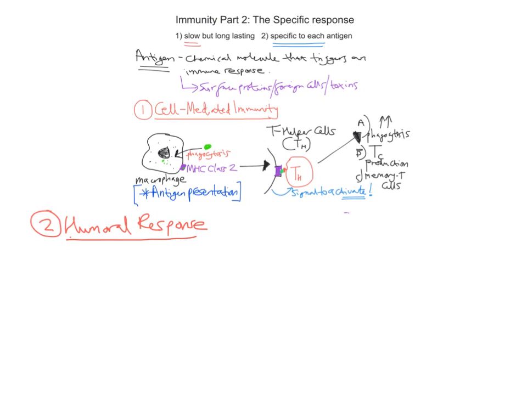Now, what we're doing in the second phase of the specific response is producing antibodies that are going to act within the blood. So whereas cell-mediated immunity involved actual antigens presented on body cells, and we're specifically looking at antigens being presented on the actual surface of cells, here we're talking about antibodies being produced within the fluid of our bodies, within the actual blood. So B cells are another type of white blood cell in the body.